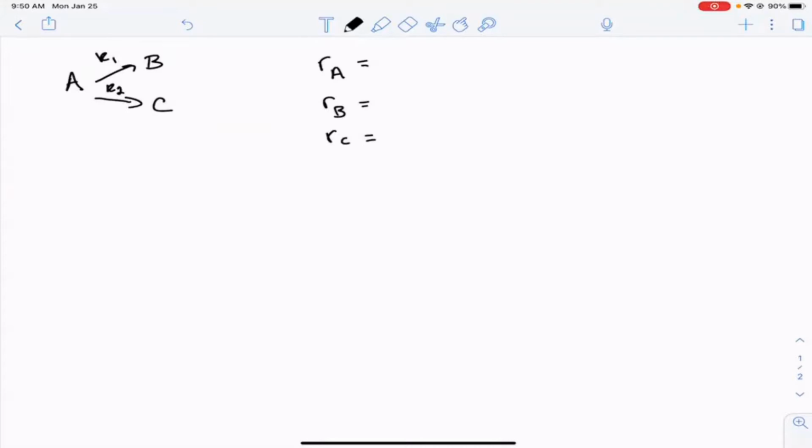I'll say that RC is K2 times CA. That is correct. Good job. Right? So we know that C is only formed from that reaction, and it is formed at a rate equal to K2 times CA. I like that. All right, so I'll also then take B, because then it's sort of obvious that this one is K1 times CA. So then what would RA be equal to?